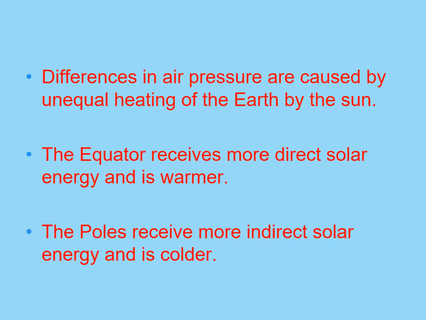We have those differences in air pressure, again, because the Earth is unequally heated by the sun. Can't stress this enough. You need to know that. We have differences in air pressure because the Earth is unequally heated by the sun. And so we discussed how the equator is receiving more direct solar energy and is warmer, and how your poles receive more indirect solar energy and is colder.